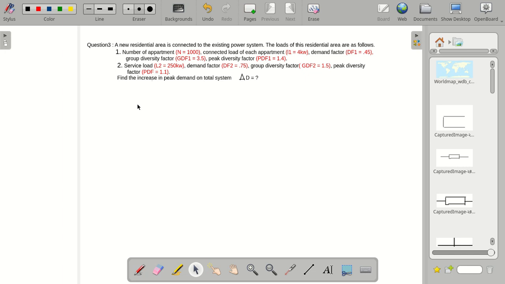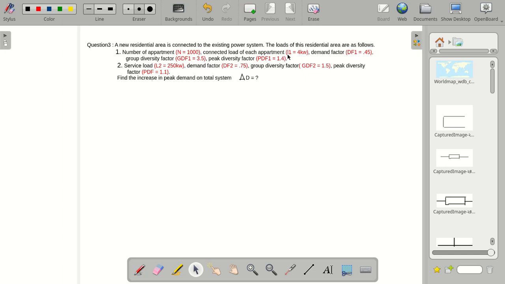Today I want to discuss another EEE job related question. The question asks: a new residential area is connected to the existing power system. The loads of this residential area are as follows. Number one, there are 1000 apartments, each apartment having a 4 kilowatt load.